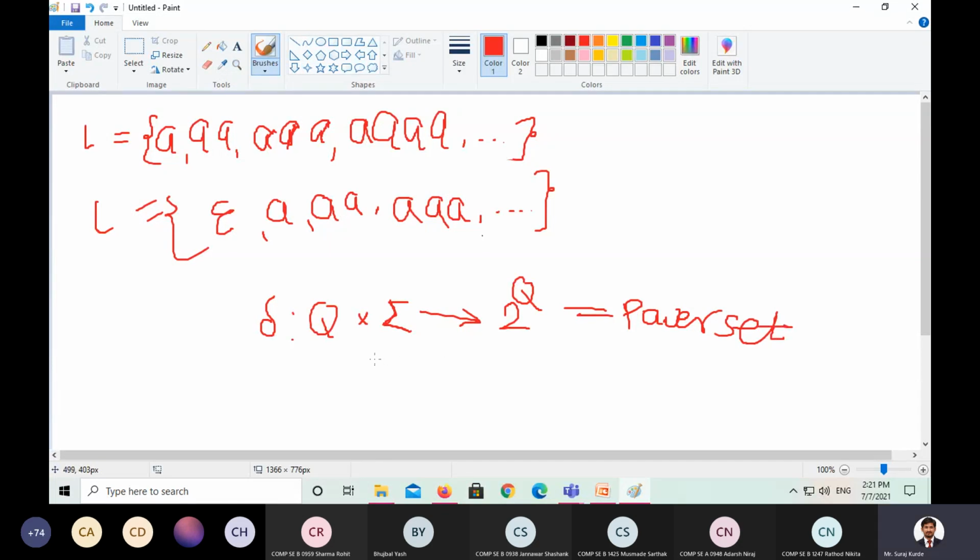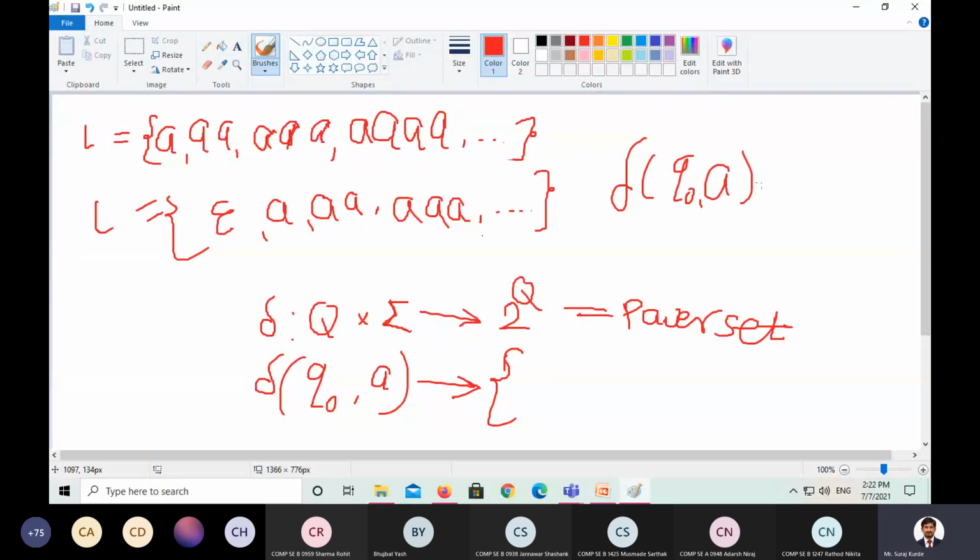Now how it is, let's say Q naught is the current state, and the input is, let's say, A. Then for Q naught as the current state and A as the current input, in a DFA we will have delta Q naught comma A, which gives some state Qn. It will be only one state. It will not be a set.